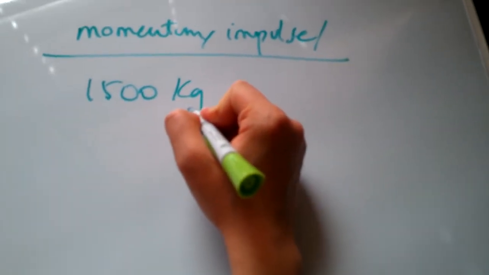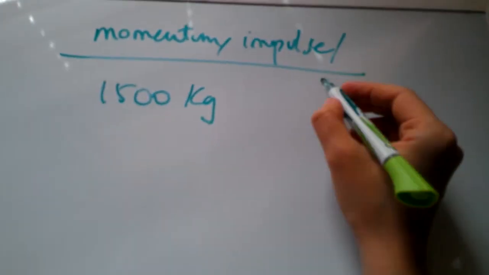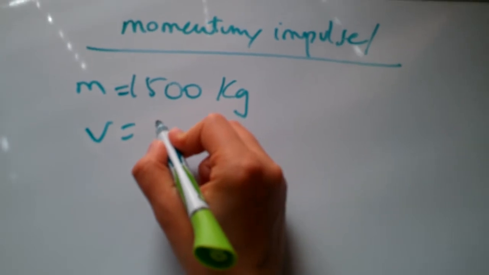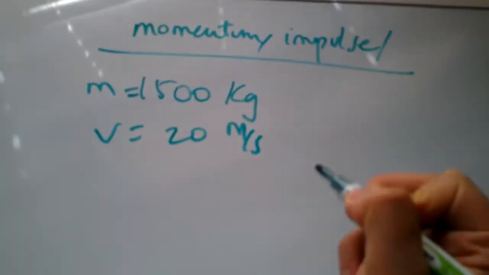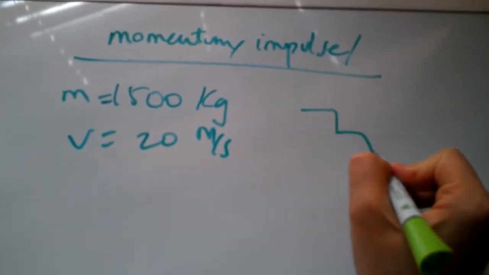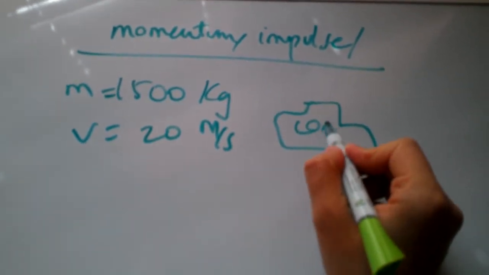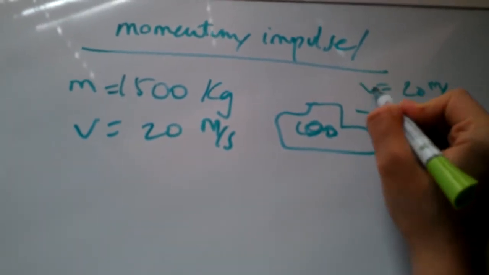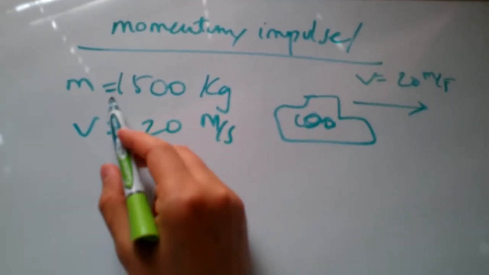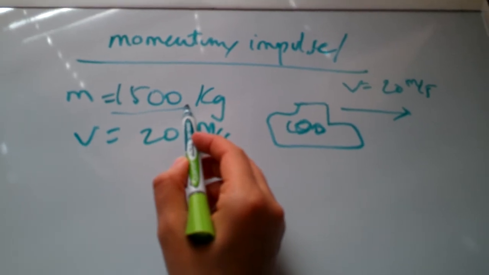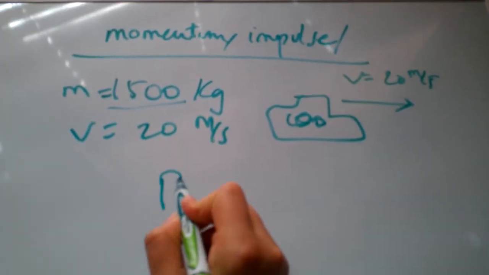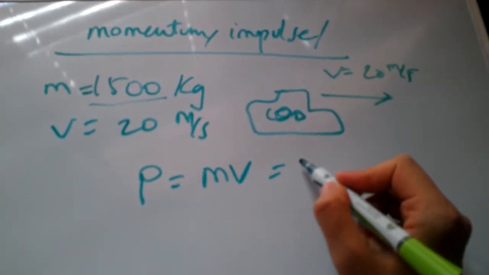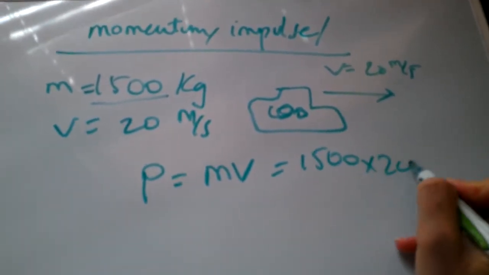So first and foremost, the first example could be, what is the momentum of a 1,500 kilogram car that's traveling down the road at a speed of 20 meters per second? So there is this car that's traveling by 20 meters per second. So that's the velocity of the car. And here is the mass of the car, 1,500 kilograms. So momentum is mass times velocity of the car, 1,500 times 20.